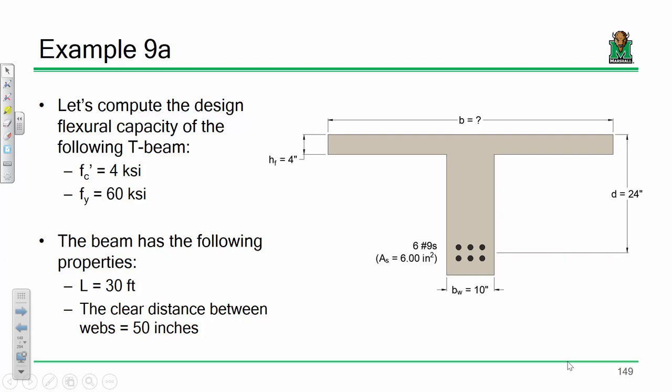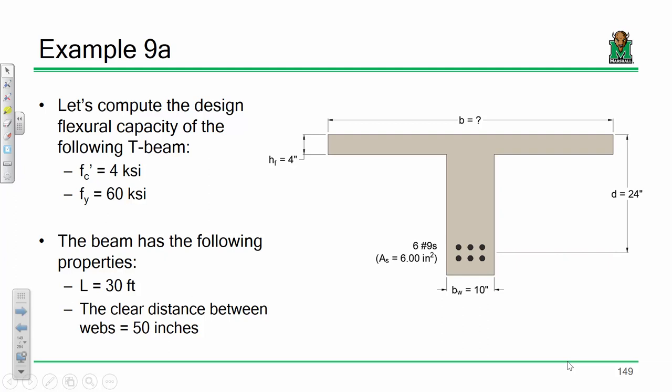All right? So I have here a beam. This is a T-beam, and it's actually part of a floor system. It's 4 ksi concrete, 60 ksi steel. I kept the material properties pretty straightforward. What we've got here is really more information about the floor system than about the beam itself. I did tell you that it's a 4-inch thick slab. The effective depth is 24 inches. Notice how that goes to the center of the steel pattern, not to the bottom. It's 6 number 9s, so the area of steel is 6 square inches.